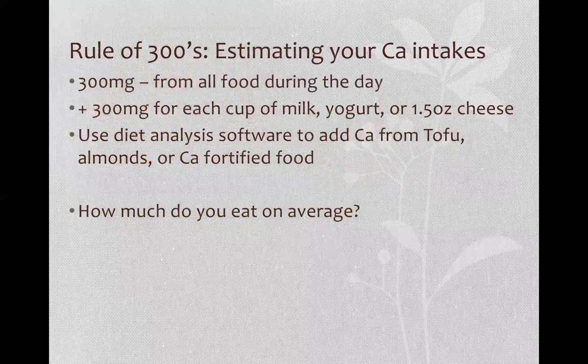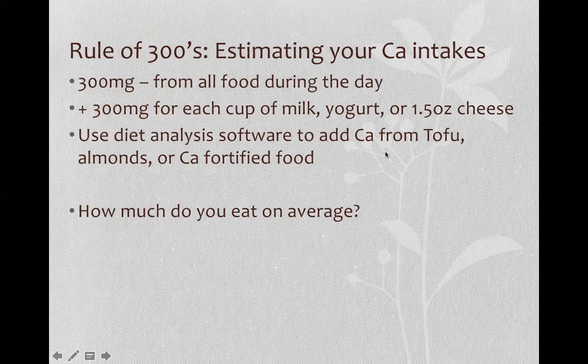How can you estimate your calcium intakes? You can estimate your calcium intakes using something called the rule of 300s. Since many foods do contain some amount of calcium, you can give yourself 300 milligrams from all of the foods you ate for the day. Specific foods are going to be much higher in calcium, such as the dairy foods listed here. For each of these servings of a dairy food, you can give yourself another 300 milligrams a day.